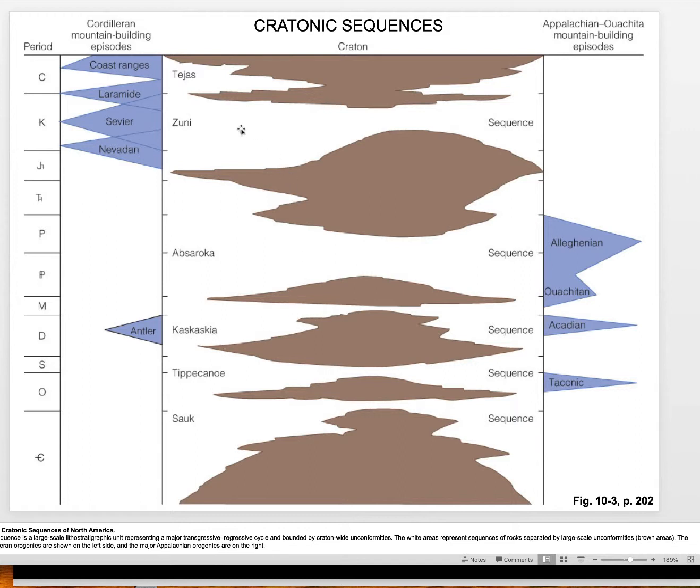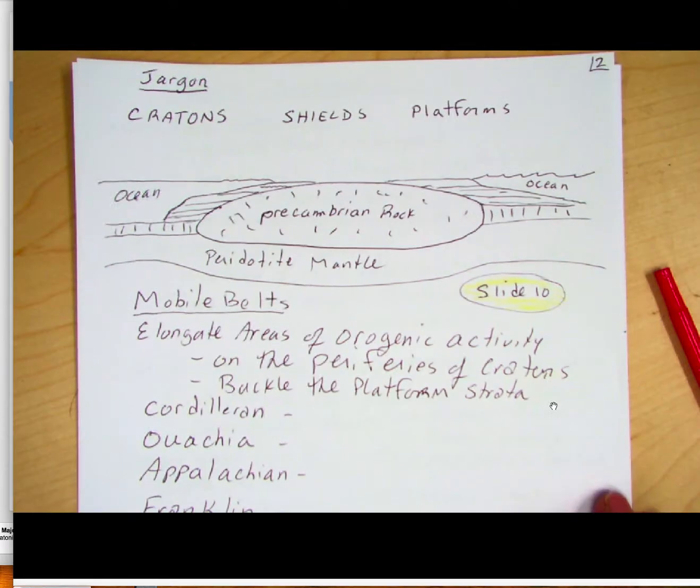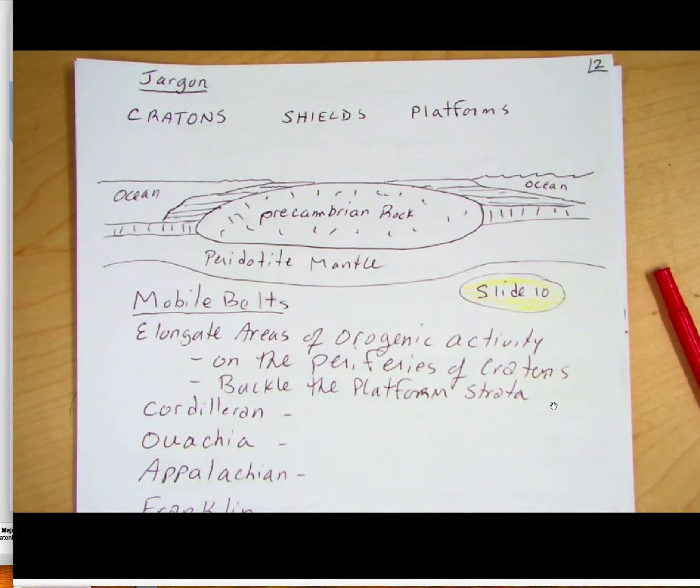So anyways, this kind of documents those, at least the 4 that we see in the Paleozoic. And then you'll see there's 2 that are going to occur in the late Mesozoic during Cretaceous time, and then 1 in the Cenozoic. We'll talk about these later on. So I wanted to get some jargon out of the way, some words that we use. So one of the words, and we've talked a little bit about these already.